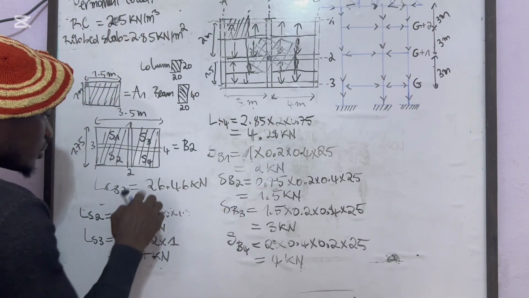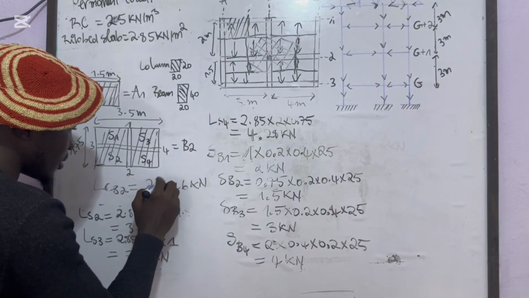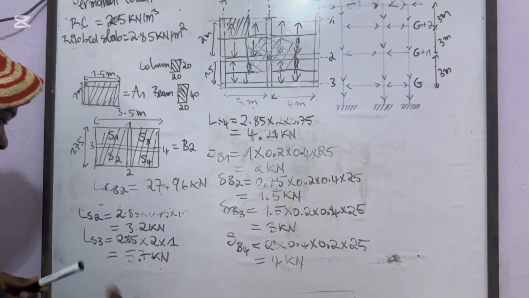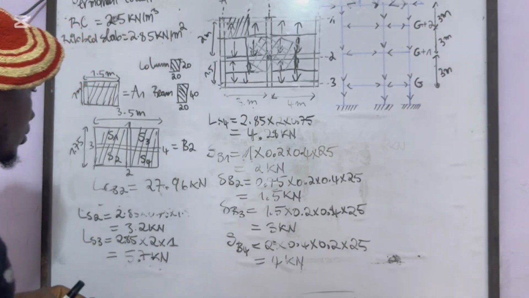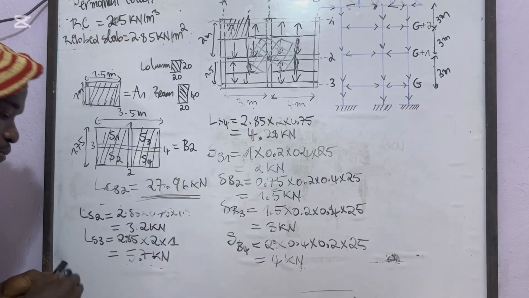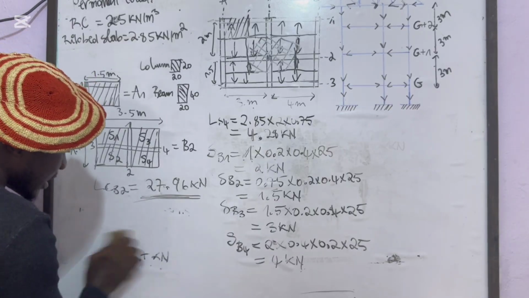27.96 instead is 27.996. Okay, I surely missed something in the first calculation. So this is the load received by our column, B2. Now we have to consider the design.